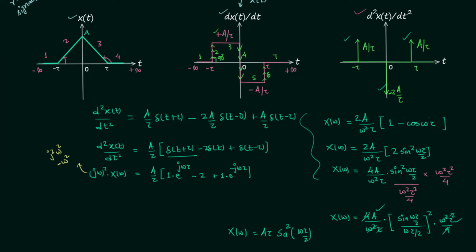So in this way we have obtained the Fourier transform of the triangular function. Try to remember this Fourier transform because this is the Fourier transform of the standard signal.